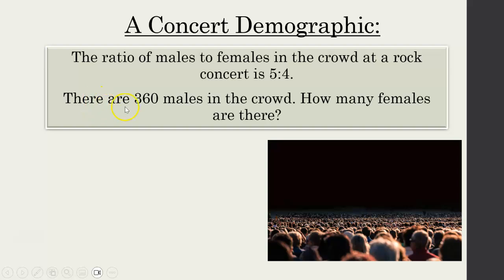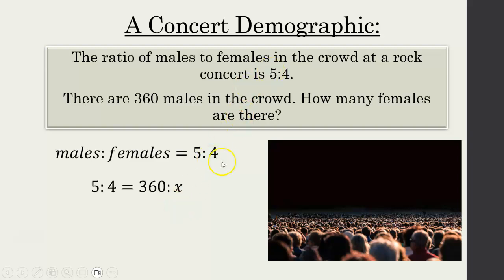Anyway, the question is, there are 360 males in the crowd. How many females are there? So the ratio of males to females is 5:4. And we have to find out, well, okay, how many times bigger is 360 compared to 5? So we were looking at 5:4. Now we're looking at 360 is to what? So we're changing the ratio. We're not simplifying, we're not making it small, but we're changing it. So we're making this 5 to 360.